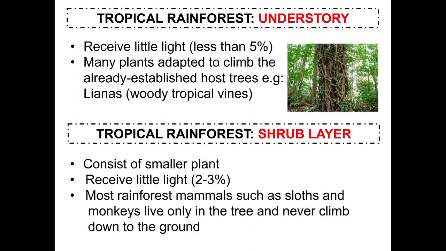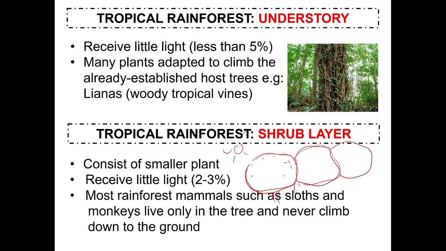Understory layer receives little light, already less than 5%. Sebab apa? Sebab canopy ni dia bersambung-sambung. Dia akan membentuk canopy macam kemah. Jadi dia akan menghalang laluan cahaya matahari. Katakan ni cahaya matahari, ni pokok. Jadi ni pokok yang bahagian pokok liana ni bersambung-sambung ni kan. Jadi cahaya matahari tak sampai ke bawah ni, sikit saja, hanya through the leaves.